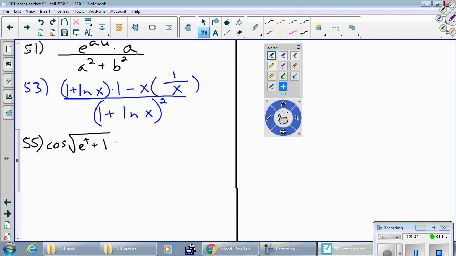And then times the derivative of that radical e to the t plus 1. And we're thinking of that as really being e to the t plus 1 in parentheses, all raised to the 1/2 power. That is stuff to the 1/2. So the 1/2 comes down. Copy the stuff. Subtract 1 from the power, and then multiply by the derivative of what's in the parentheses. E to the t plus 1 just becomes e to the t plus, and then the derivative of 1 is 0.